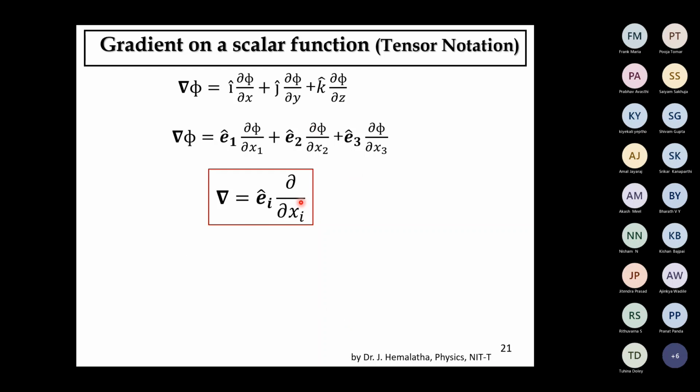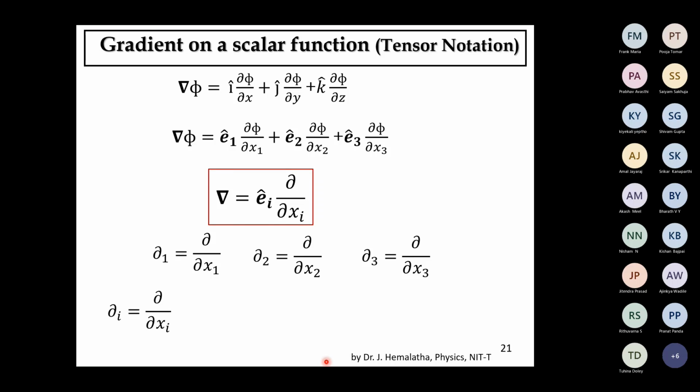Even in tensors, we don't normally use much of this dou by dou x and all those things. There is another convention to replace this also. Simply use dou, that means dou by dou x. Like this, you see. Dou 1 means dou by dou x1. Dou 2 is dou by dou x2. Dou 3 is dou by dou x3. Instead of writing dou by dou x1, dou by dou x2, it's simply simplified as dou 1.